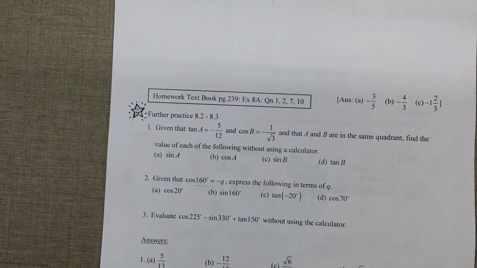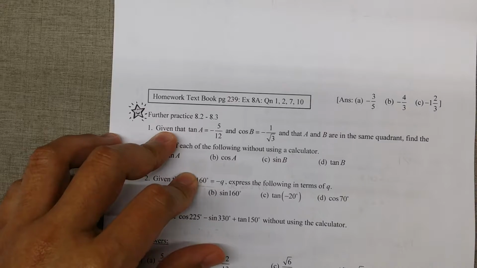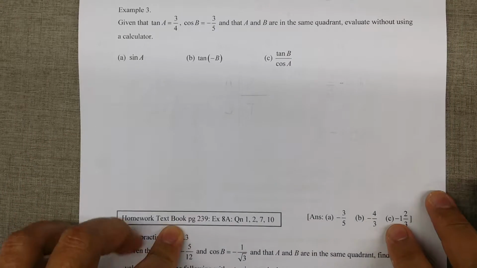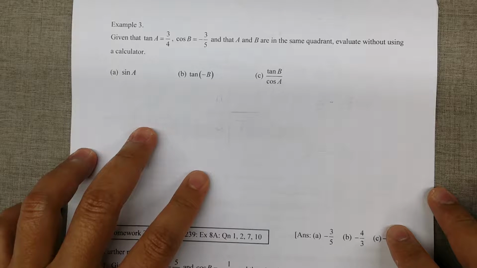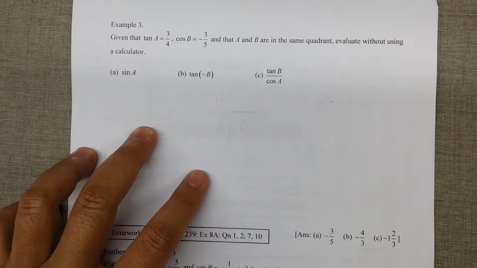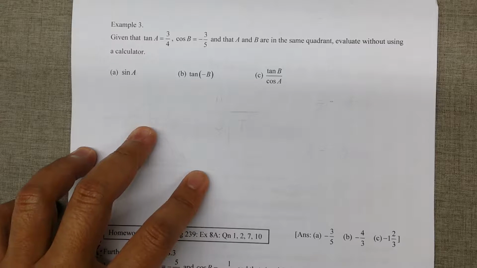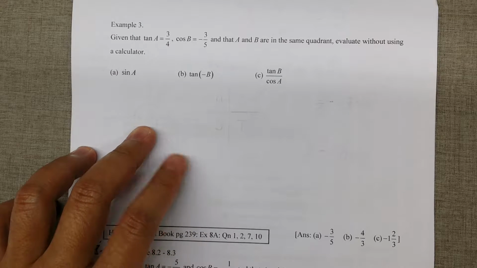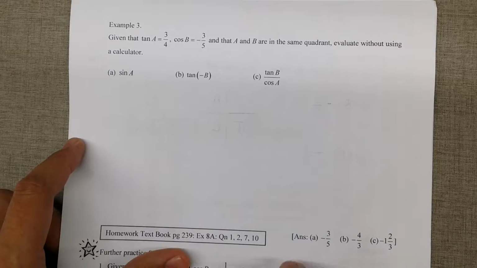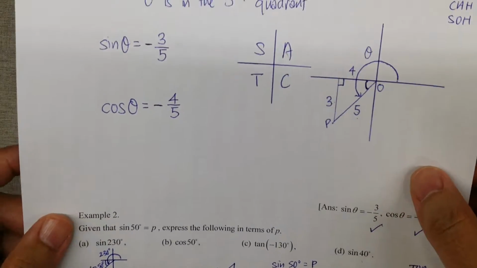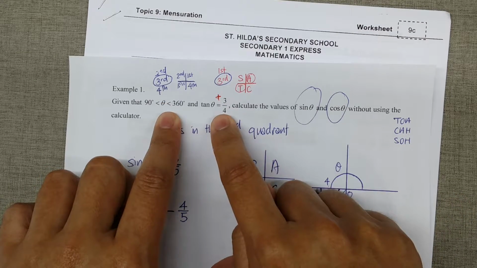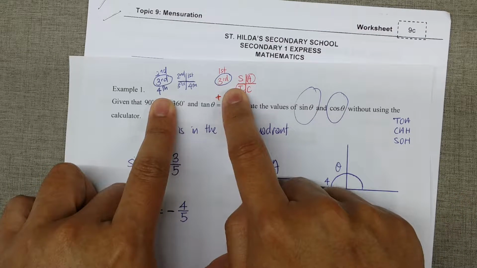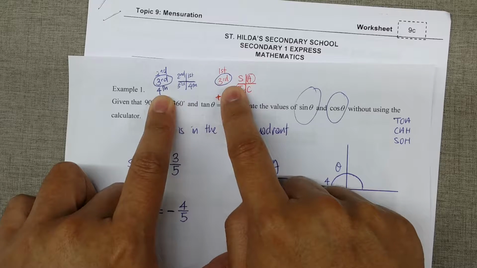This page over here. Given that tangent A equals to 3 over 4, cosine B equals to negative 3 over 5, and that A and B are in the same quadrant. Again, evaluate without using a calculator. This example resembles one of the questions earlier on. Can you look at this question? Each of these gives me one information, so I can conclude it's in the third quadrant, right?